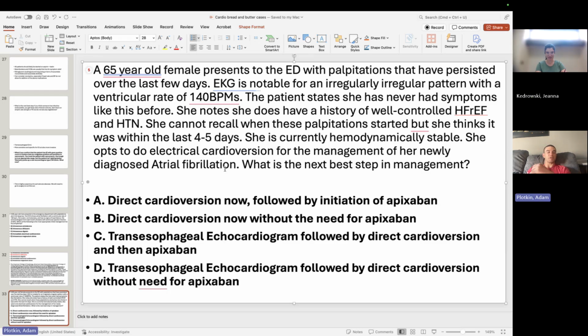Yep. Did you say C or D? Do you think she needs apixaban? Oh, if we cardiovert her, then she shouldn't need apixaban, so it should actually be D. You don't think she needs apixaban? Well, if she doesn't have AFib anymore. Does cardioverting completely get rid of AFib? I don't know. I would think you would monitor for it and see if it's still there or not.